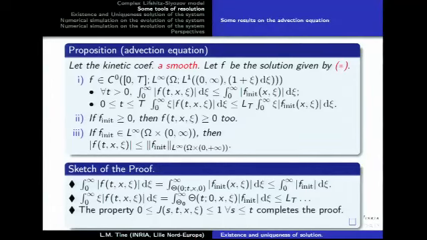The expression asterisk for F allows us to give the following proposition for the advection equation. Let the kinetic coefficient A be smooth and F a solution of the given asterisk equation. Then the solution F is continuous, and its zeroth order and first order moments are bounded, and F satisfies the following estimate. For the sketch of this proof, we just use the relation asterisk, and we do some integration on it. We use the fact that the Jacobian of the change of variable is bounded above and below. That completes this proof.